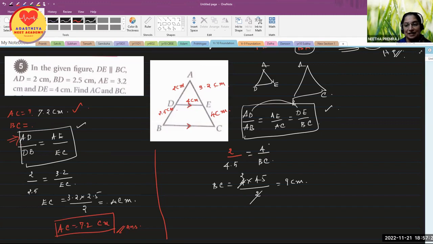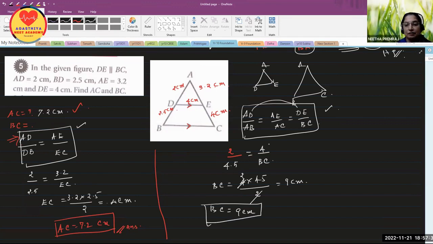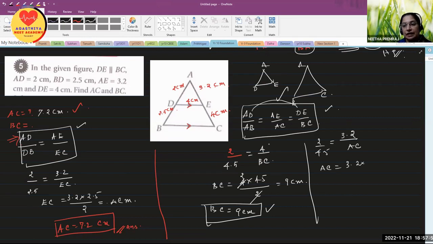Somebody gave 9 centimeter, isn't it? Very good. So in this itself, you can find AC also. See, 2 by 4.5, and in this, AE is what? 3.2. AC we don't know. This way also, straight away, you can find AC. You will get the same answer, 7.2. Guys, this way also, you can do the calculation.